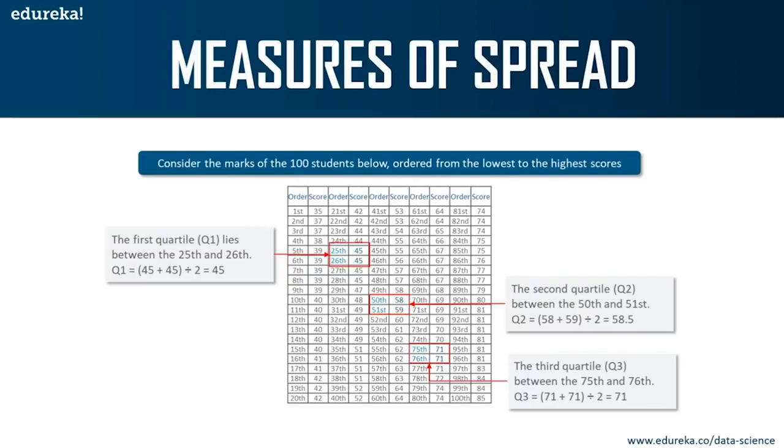Now, this is my second quartile. The third quartile or Q3 is between the 75th and the 76th observation. Here again, you'll take the average of the two values, which is the 75th value and the 76th value. All right, and you'll get a value of 71. So guys, this is exactly how you calculate the different quartiles.